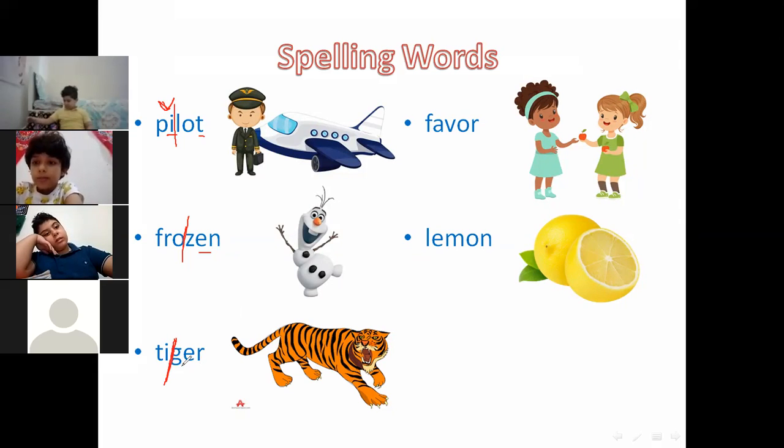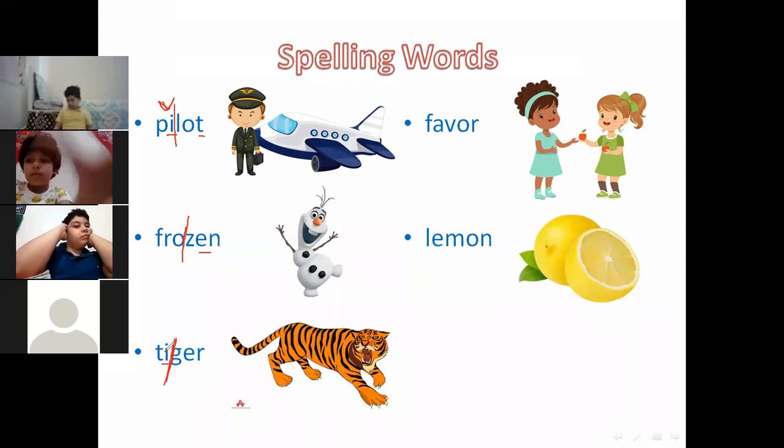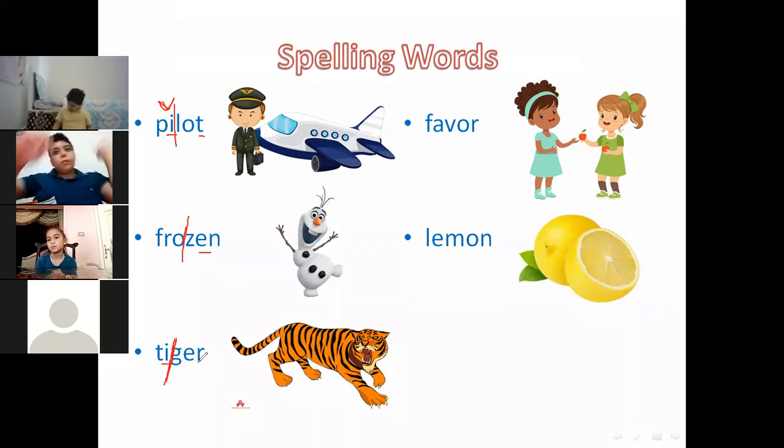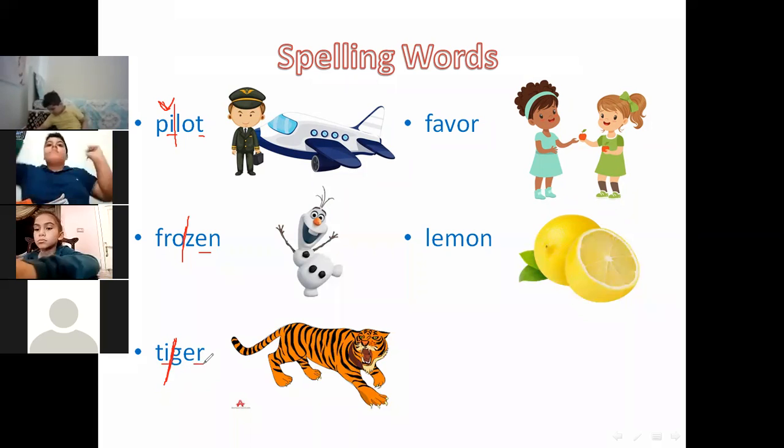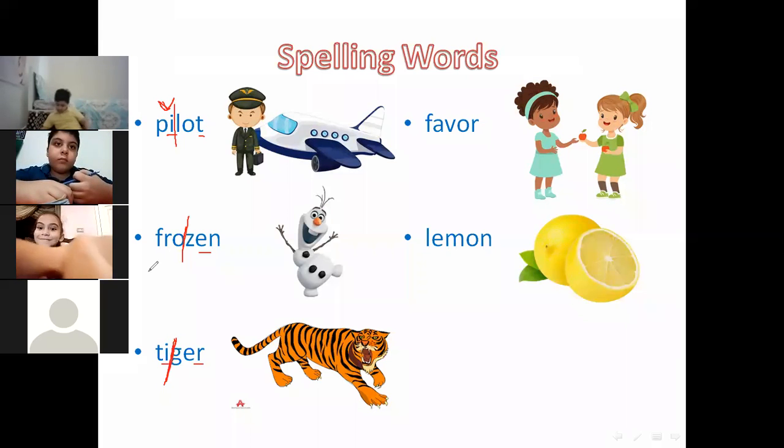Wait, wait. It has open syllable and closed syllable. The first one, open syllable or closed syllable? Closed syllable. No, it ends with a vowel and it has a long vowel sound. Tiger. So open or closed if it has a long vowel sound? Open. Don't be confused, Firas. Open syllable. Amazing. Tiger. Tie, it has a long vowel sound because it's an open syllable. And girl, it ends with a consonant, so it's a closed syllable.